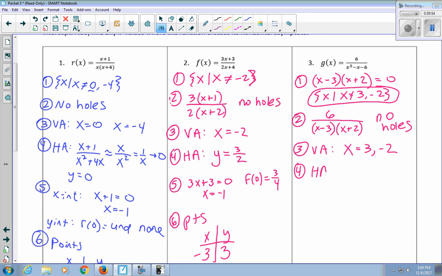Step 4, horizontal asymptotes. Compare the degree of the numerator and the denominator. The degree of the numerator is less than that of the denominator, which means that my asymptote is at y equals 0. Step 5, x-intercept and y-intercept. There's no x-intercept, because x-intercepts happen when the numerator is 0 and the numerator is 6, so that can never happen. The y-intercept happens when you plug a 0 in, so that would be at -1. 6 over -6 is -1. And then lastly, we just need some points.